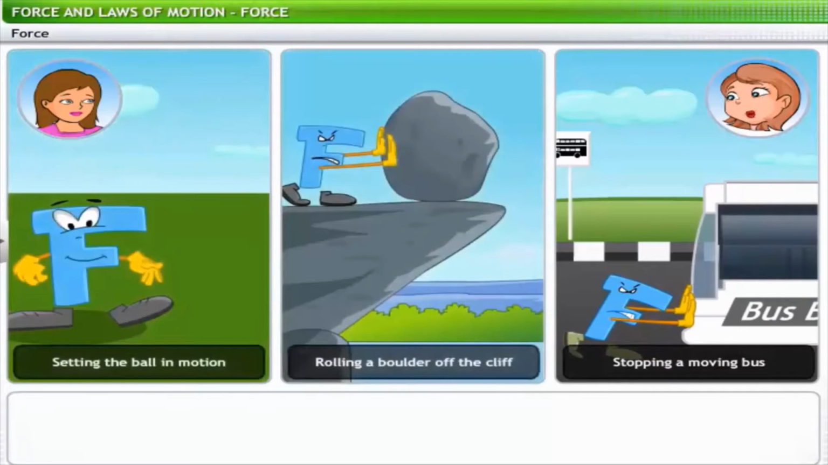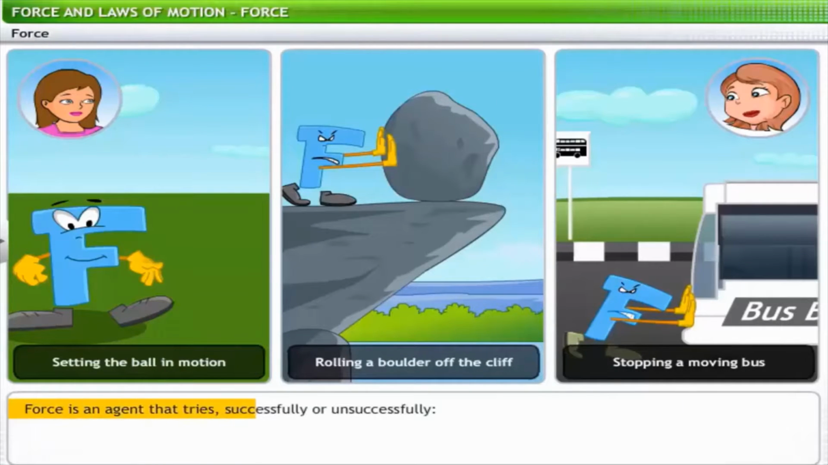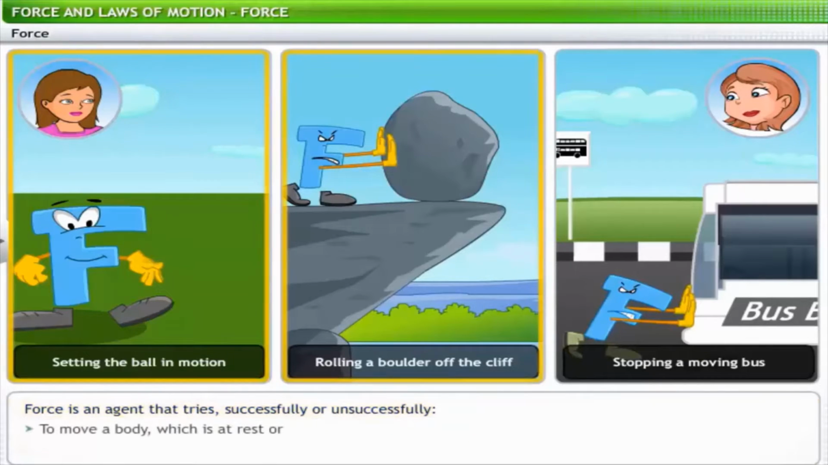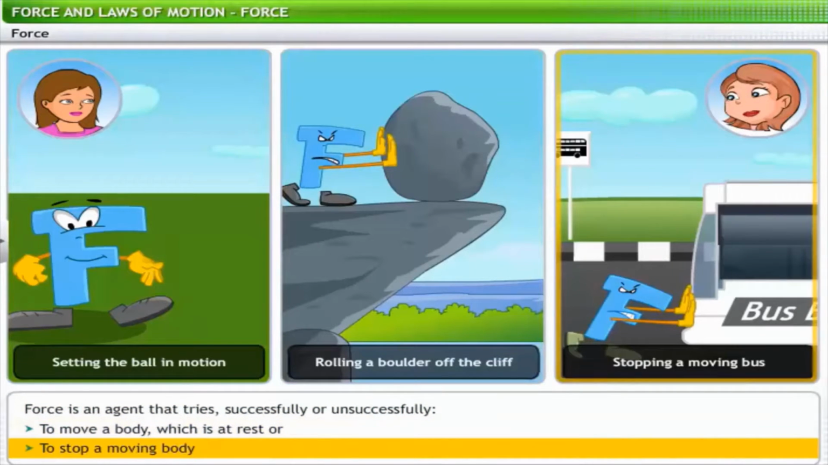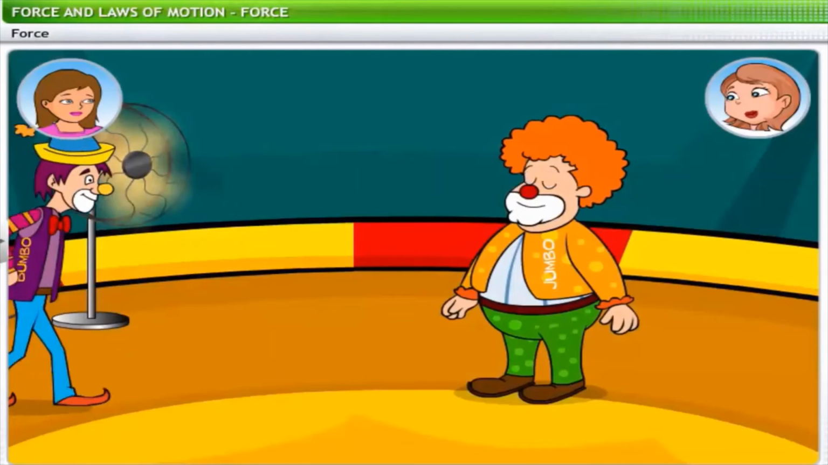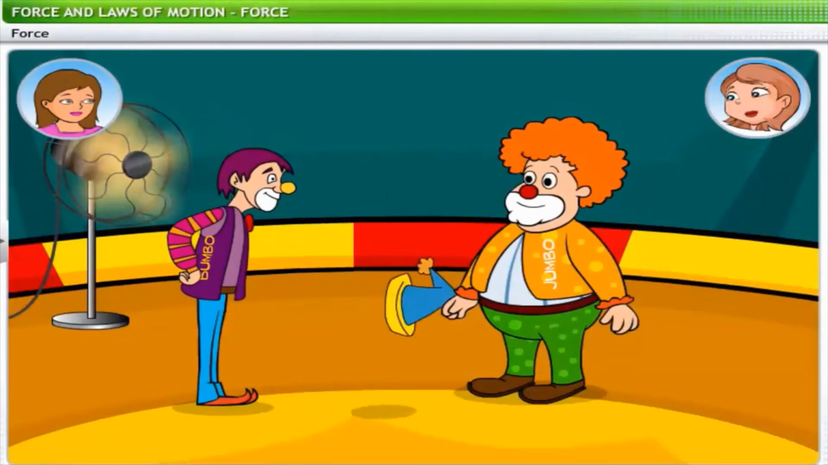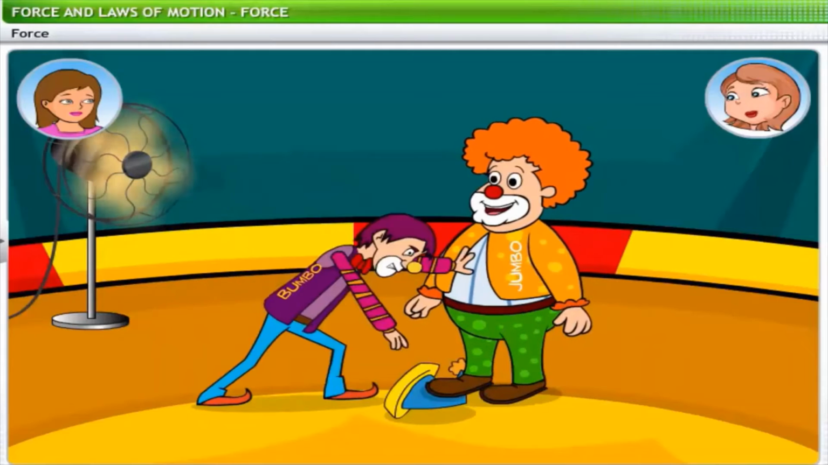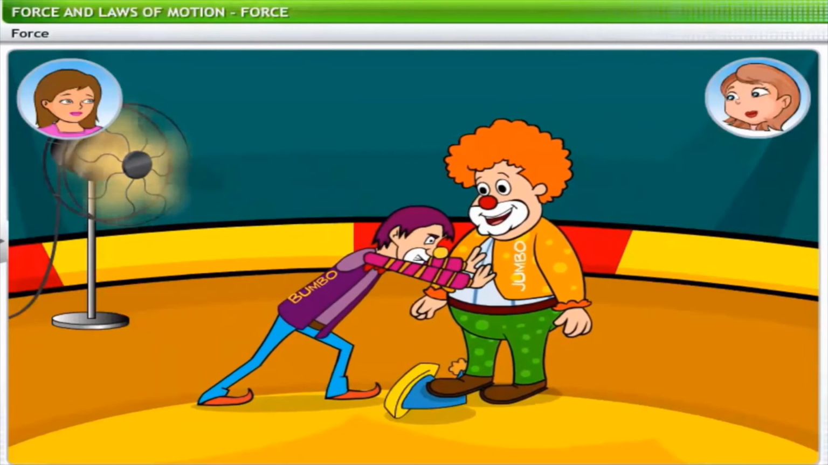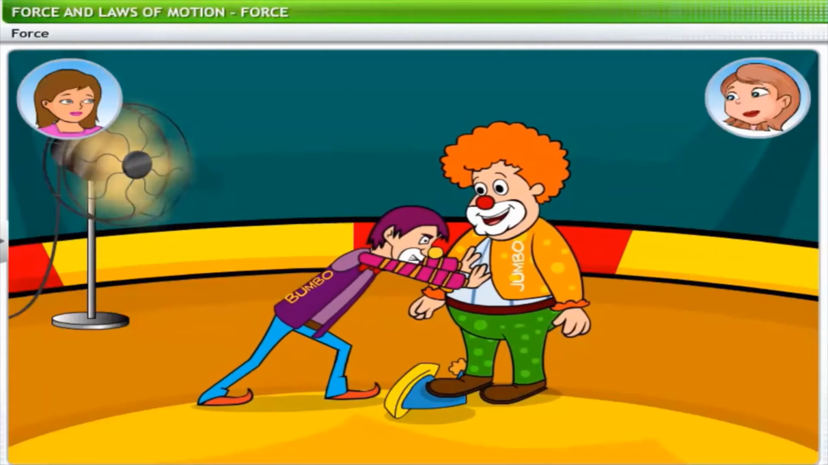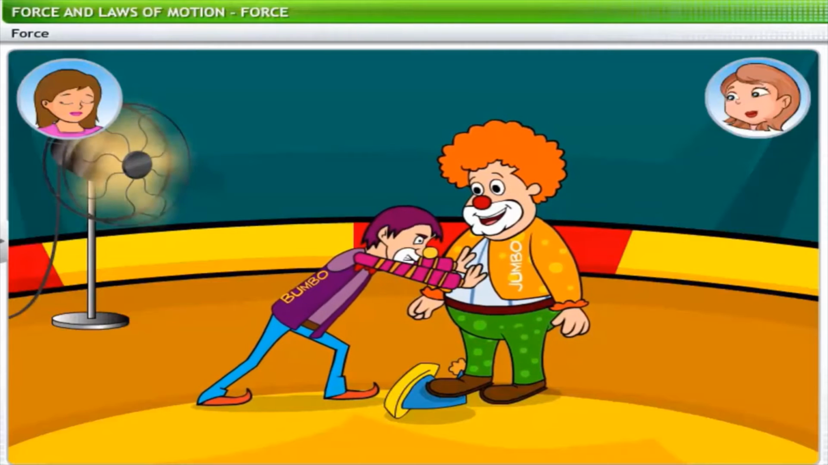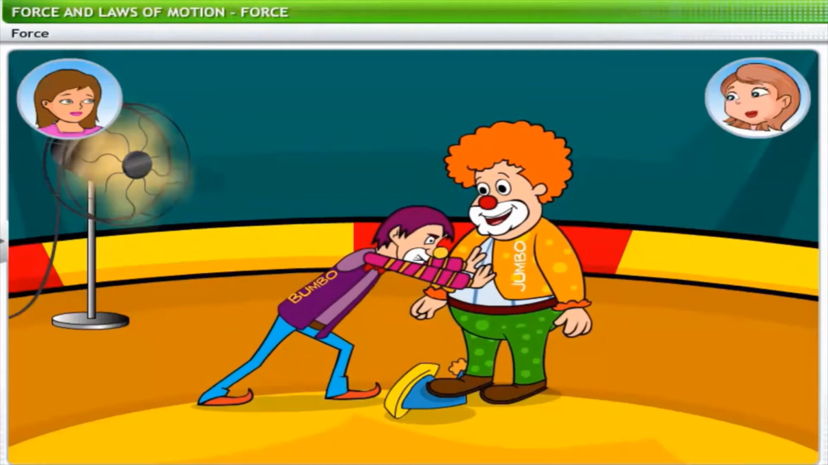Thus, if we use these examples to define force, force is an agent that tries successfully or unsuccessfully to move a body which is at rest or to stop a moving body. Let's go back to Bumbo and Jumbo and their clown act in the circus. Bumbo applies force on Jumbo, trying to push him away so that he can retrieve his cap. Initially, Bumbo does not succeed, even though he's trying hard and exerting force.